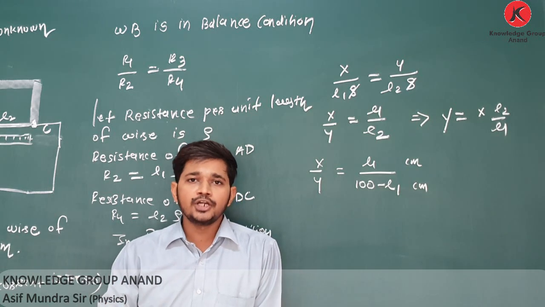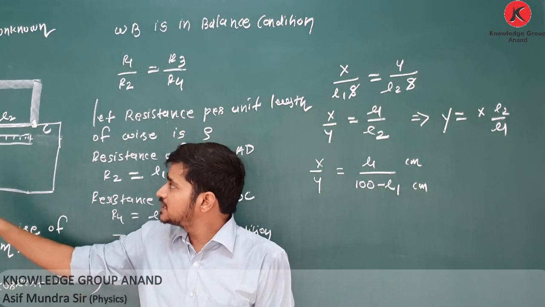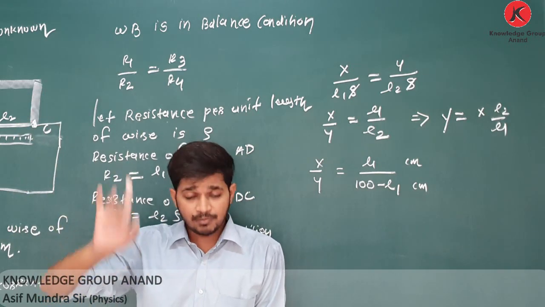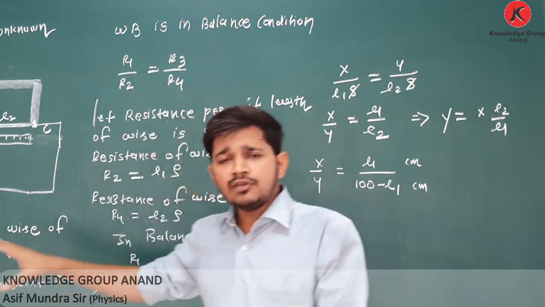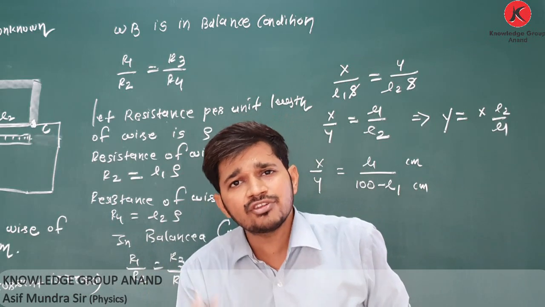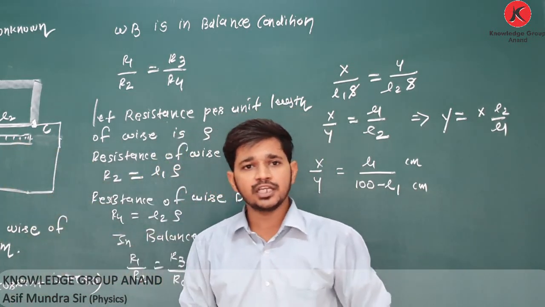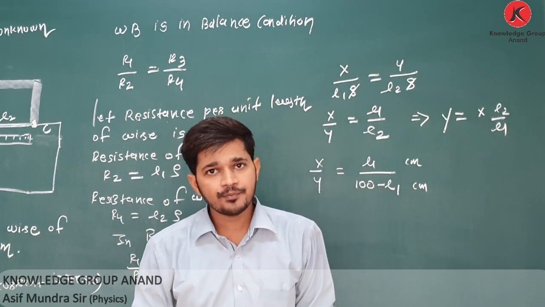How to find unknown resistance? Remember this circuit, you have to draw this circuit in the practical as well. In the practical as well. So if you know the circuit of the Wheatstone Bridge, you can easily understand this circuit of the meter bridge. Clear?